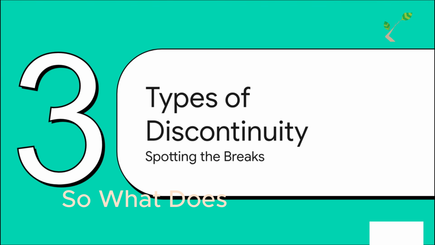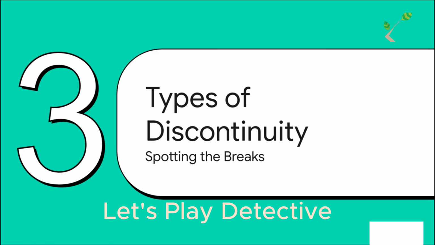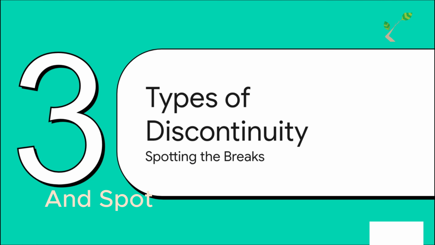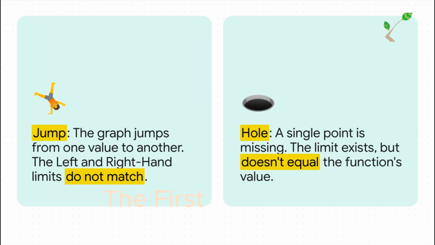Okay, so what does it look like when a function fails one of those checks? When things go wrong, what kind of breaks do we see? Let's play detective and spot the different types of discontinuity. You're really going to run into 2 main culprits here. The first is a jump discontinuity. This is pretty obvious. The graph literally jumps from one level to another. The path from the left and the path from the right just don't line up.